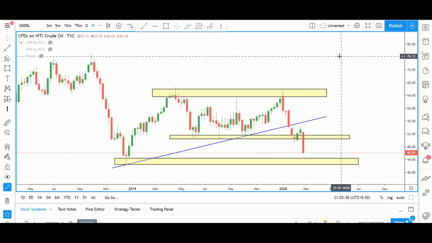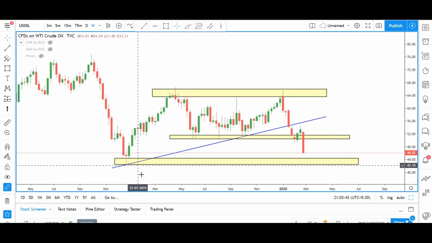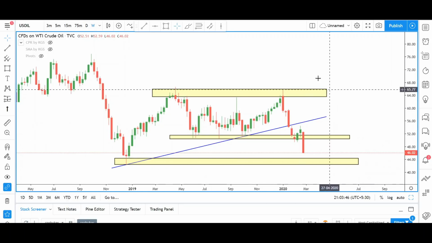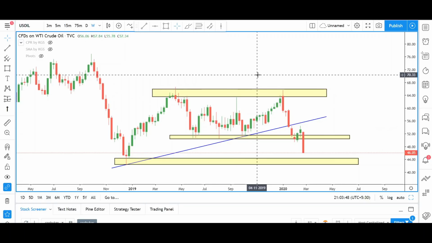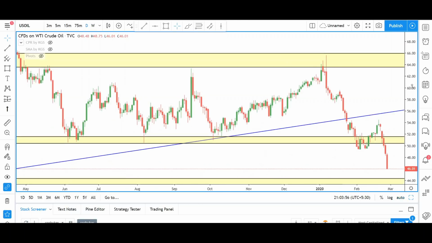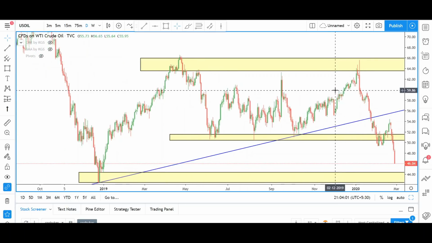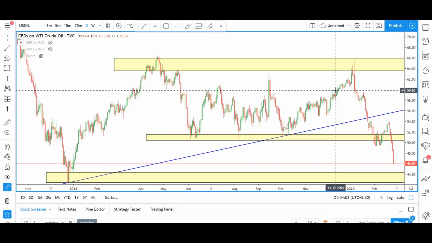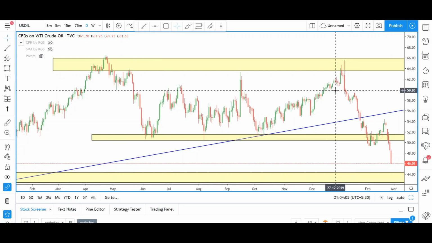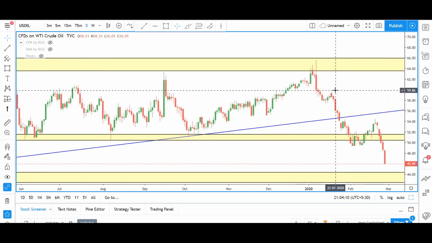Now I will change this chart to the daily time frame. See carefully. I have drawn a simple support, resistance and trend line on the weekly chart. Now I will change to the daily chart. Now see clearly, whatever I drew in the weekly time frame is perfectly aligned in the daily time frame also. Now here you have to apply Dow theory. Listen carefully.